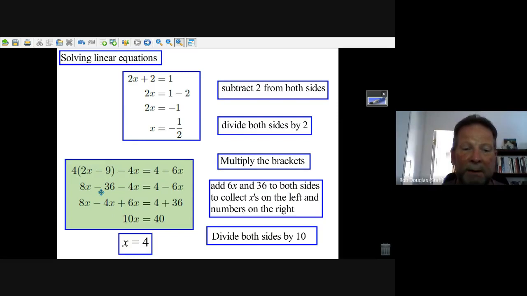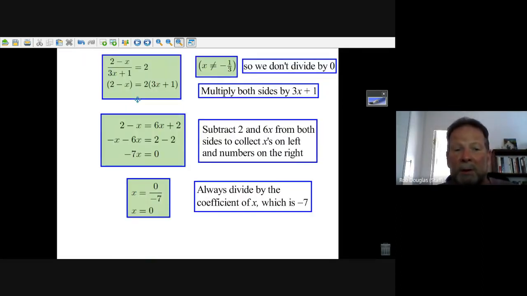Now this minus 36, we'd like the numbers to be on the right-hand side, so we add 36 to both sides. When we add 36 to minus 36, it's 0, and it's gone from this side. Well, now we just go 8x minus 4x, which is 4x, plus 6x is 10x. We combine the like terms. 4 plus 36 is 40. And then finally, we divide by the number in front of x, which is 10. 10 divided by 10 is 1x. 40 divided by 10 is 4. So there's that one done.